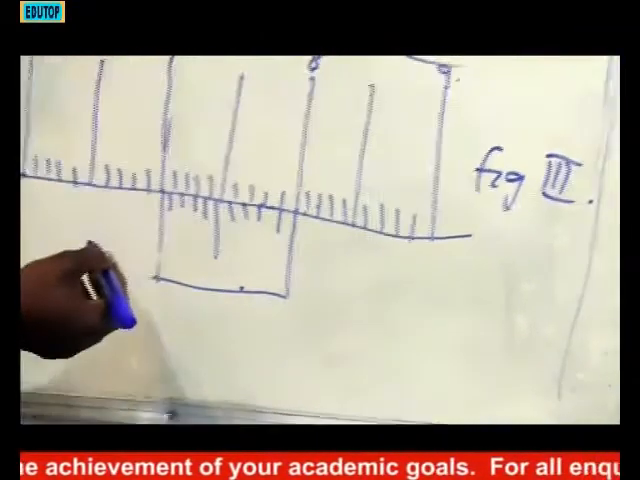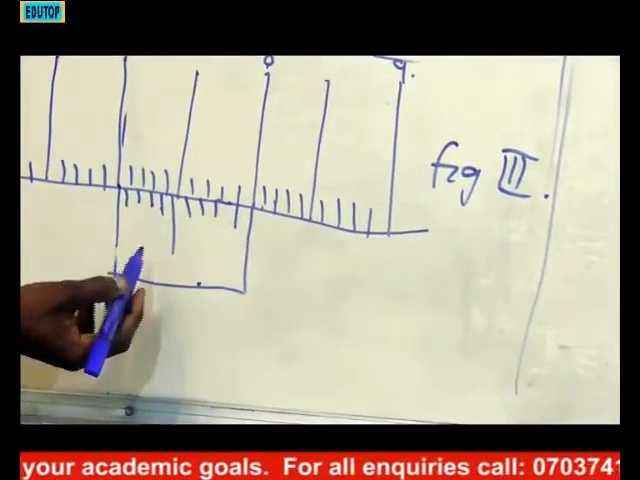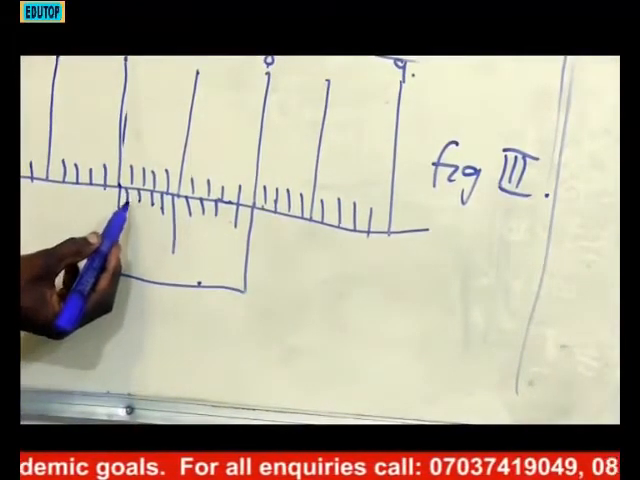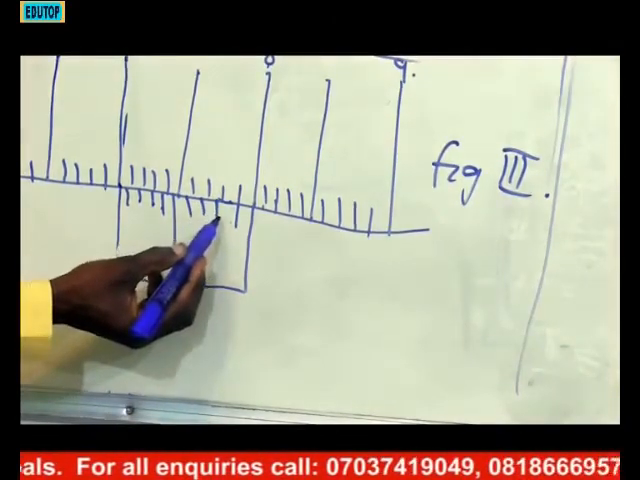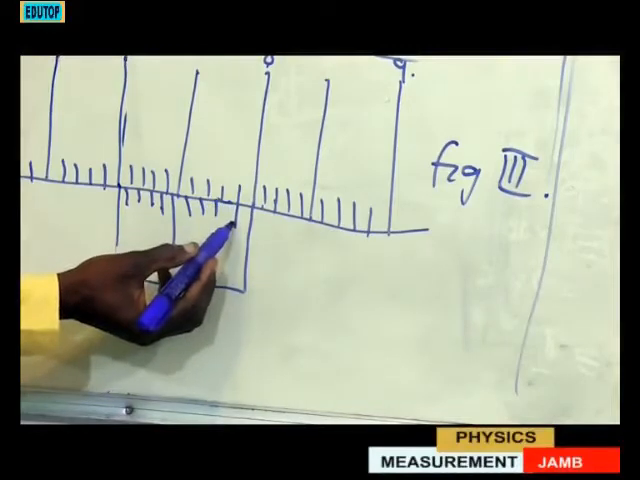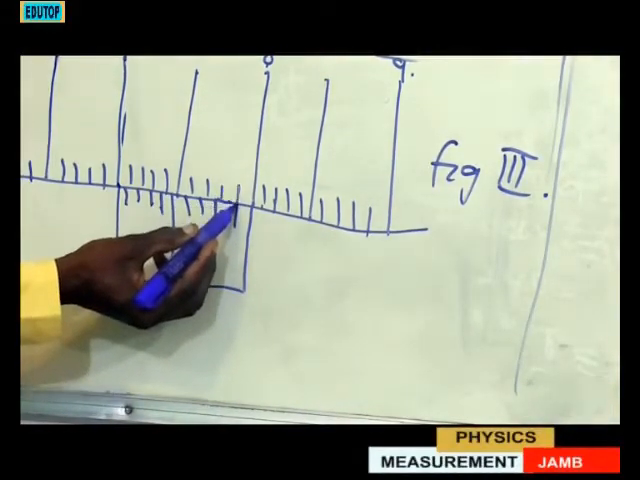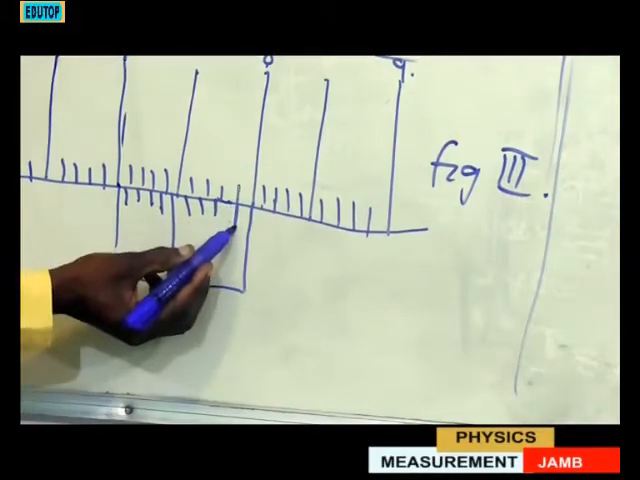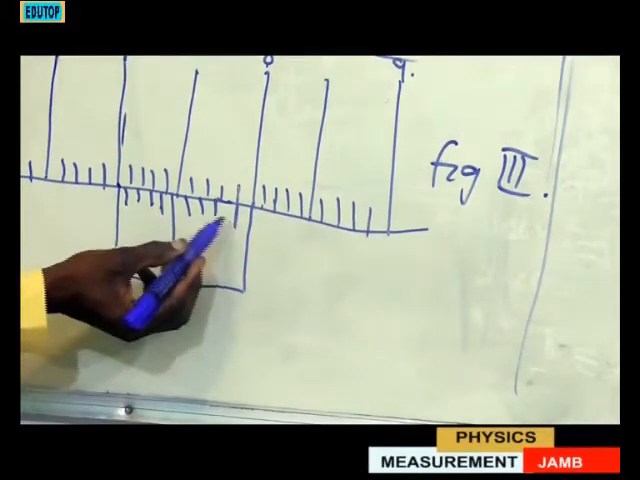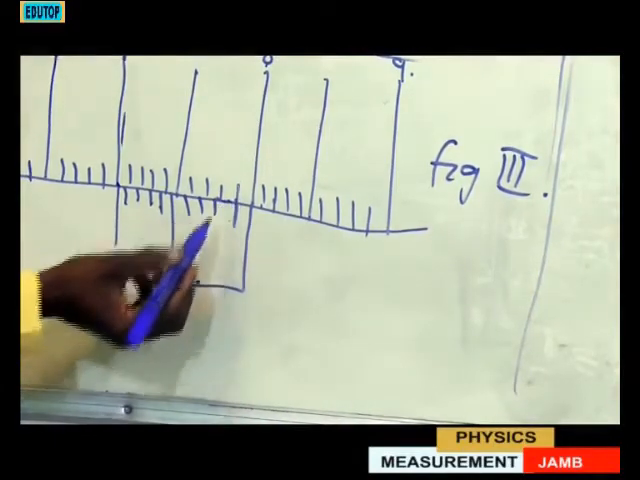Let's calculate where we have the point of coincidence. What do I mean by the point of coincidence? Look at this. You will see a place where the one on top meets the one at the bottom. Look at this place now. This one on top meets the one at the bottom. Apart from this one, all the other ones, there is nothing like that. This is the point of coincidence.